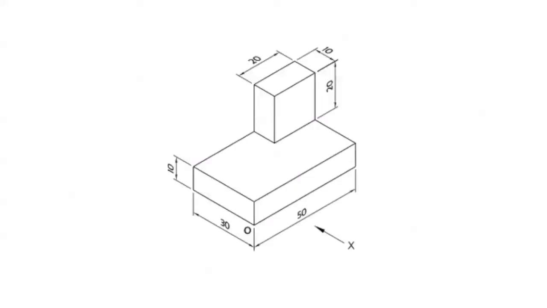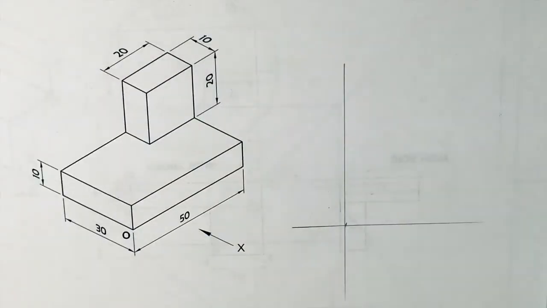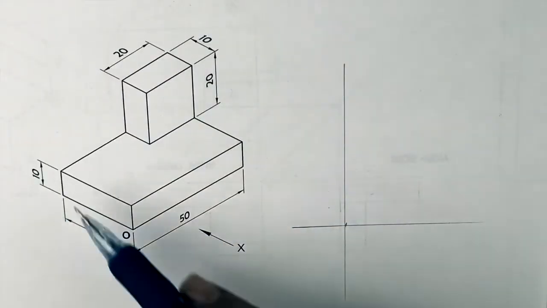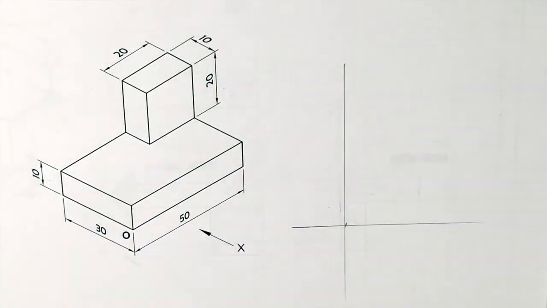Welcome to Technical Drawing. Today we'll draw this sum. Now in this, length, width and height. Length is 50, width is 30, height is 10 plus 20, 30.